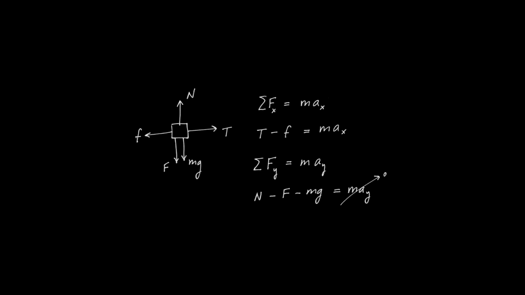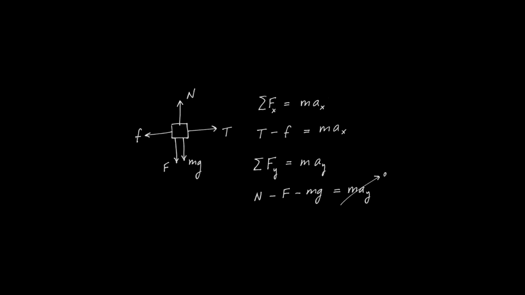For the horizontal direction, I write the sum of the forces that act along the x-axis is equal to the mass times the acceleration along the x-axis. So here, the tension force, which points in the positive direction, minus the static friction force, as it happens, directed to the left, is equal to the mass times the acceleration along the x-axis.